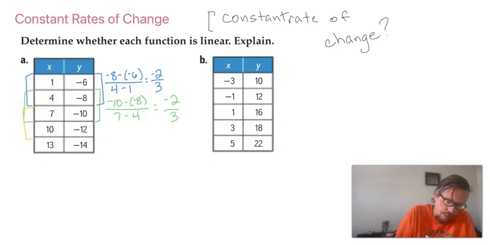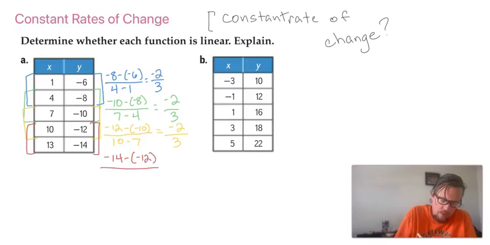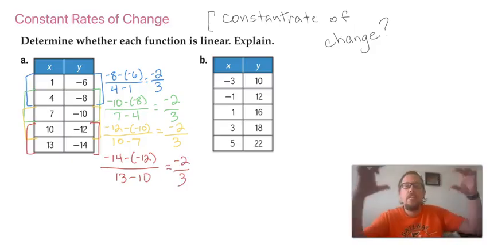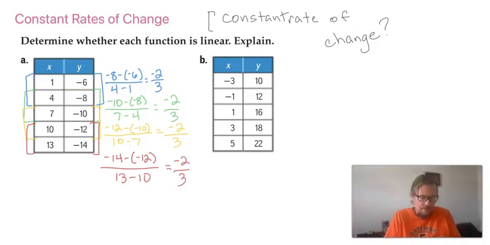Let's go from 7 to 10 and -10 to -12. Same math. -12 minus -10 over 10 minus 7. -12 minus -10 is -2, and 10 minus 7 is 3. And if this last one is also -2/3, we're in business. So -14 minus -12 over 13 minus 10. -14 minus -12 is -2, and 13 minus 10 is 3. So the rate of change between every pair of coordinates is -2/3.